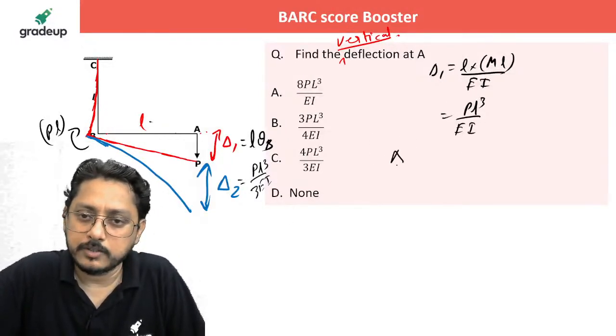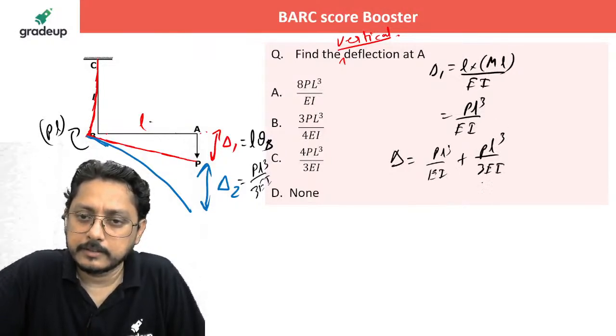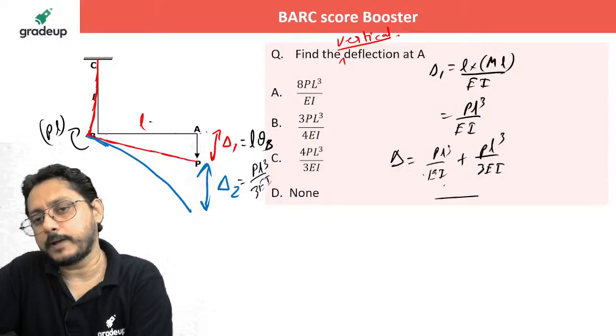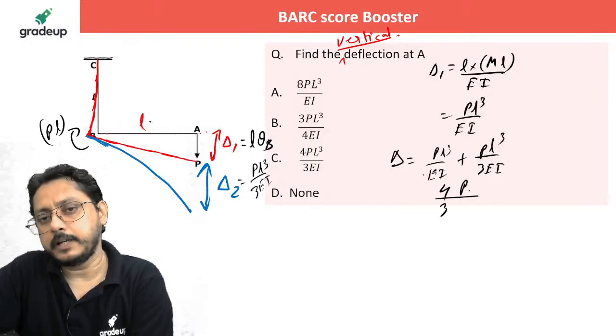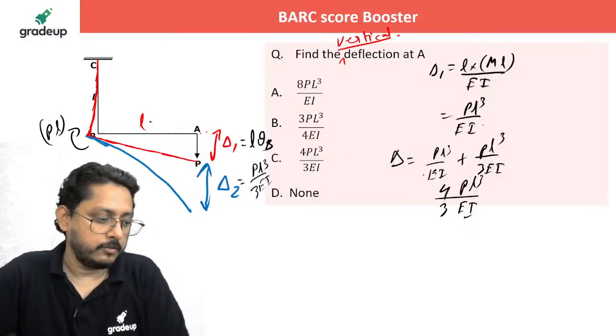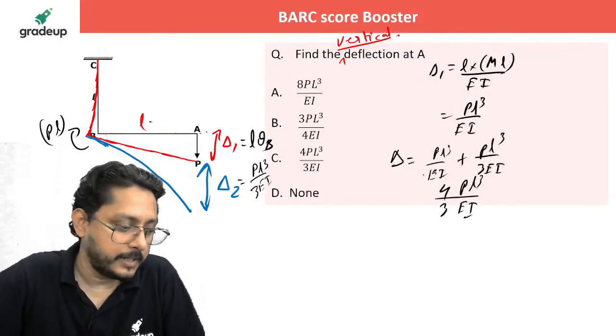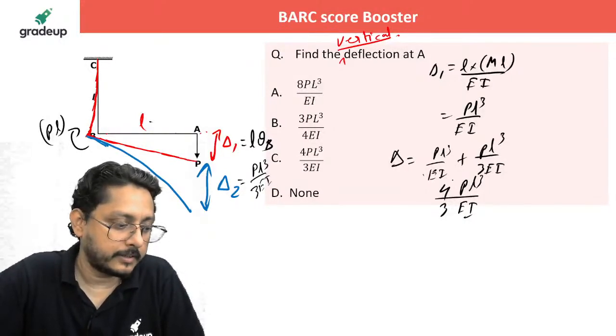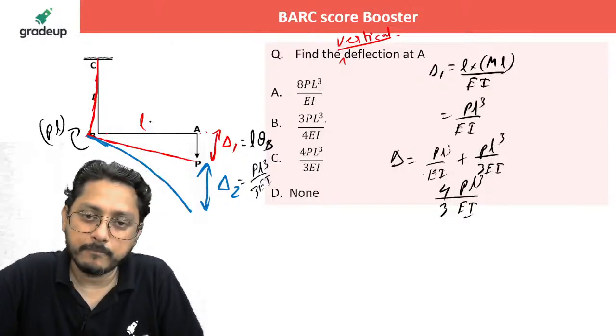And what is the final delta? You add it. How much will you get? PL cube by EI plus PL cube by 3EI. How much will it be? 1 and 3, and here 3 and 4 by 3. So 4 by 3 PL cube by EI. Correct, no? Look at that. Where is that? Here.